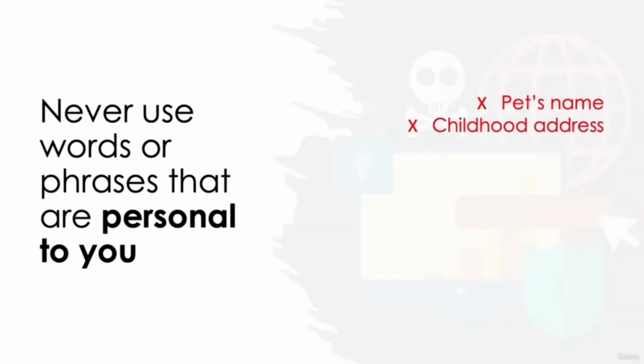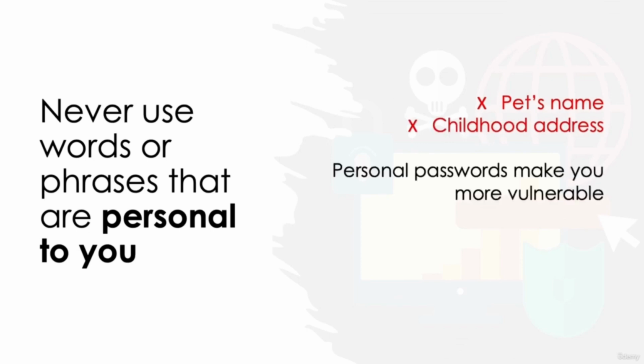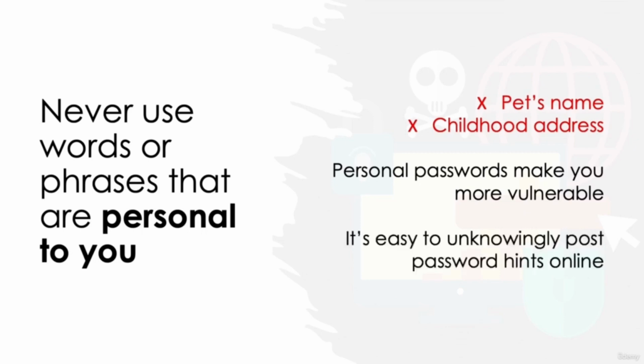Whilst using your pet's name or the street that you grew up on may help you remember your password, doing so also makes you more vulnerable to someone guessing your password. That doesn't necessarily leave you just vulnerable to your inner circle hacking you either. Thanks to the ever-growing world of social media, it's easy to unknowingly post password hints, such as a photo of your dog captioned with his name on Instagram, or showing your support for your favourite football team, which can easily be accessed to the wider public.